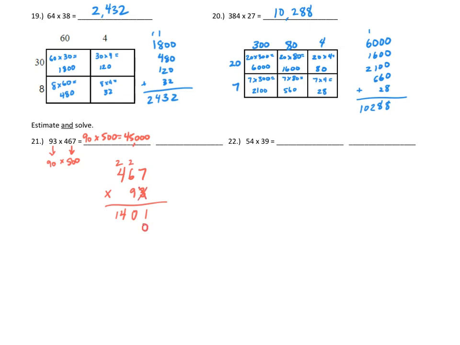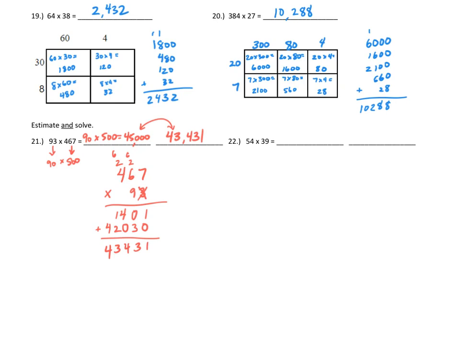I'm done with the 3, so I'll place a 0 here. 9 times 7 is 63, carry the 6. 9 times 6 is 54, plus those 6 more is 60. Carry the 6. And 9 times 4 is 36, plus those 6 more is 42. Add up these partial products, and I get 43,431. I'm going to compare that to my estimate right here, and they're fairly close, so my answer is reasonable.